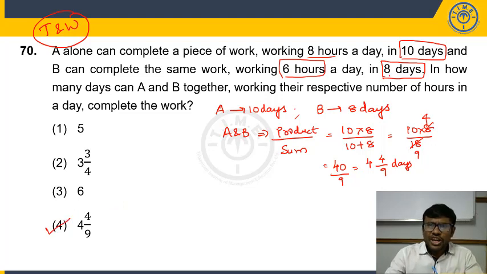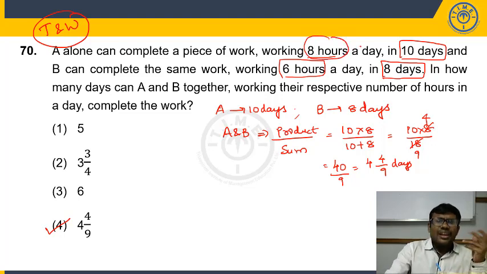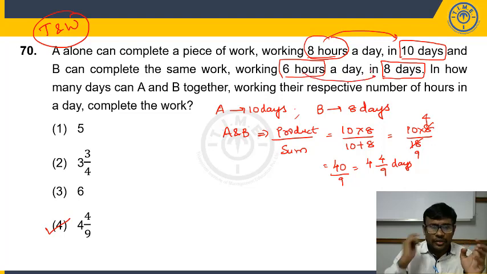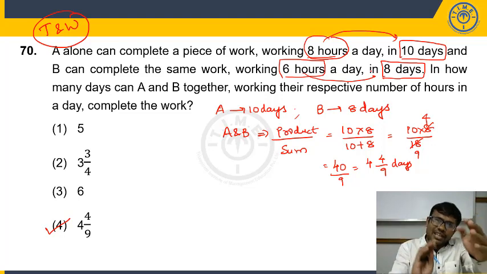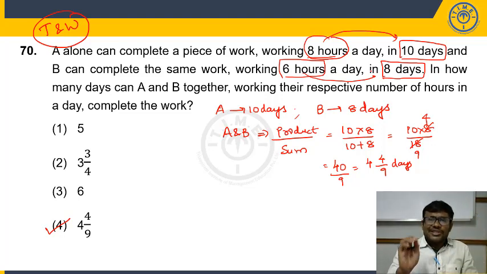Now you may ask me a question. Why didn't you use 8 hours and 6 hours? See here. A is working 8 hours a day and B is working 6 hours a day. As a result, he is taking 10 days of time, and as a result, he is taking 8 days of time. But while working together also, they are working for the same number of hours, no? A is working for 8 hours a day and B is working for 6 hours a day. They may work for any number of hours a day.